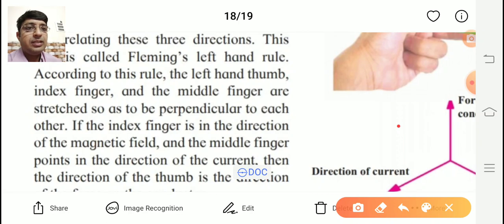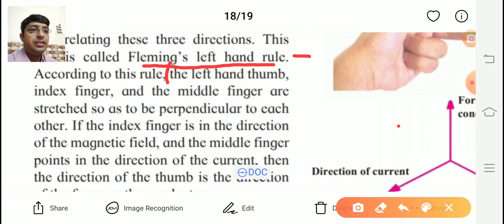Fleming's left hand rule. At the time of writing the answer, you make the title first and then a dash, and then start from here. The left hand thumb, index finger and the middle finger are stretched straight so as to be perpendicular to each other. This is your first point, you are getting 1 mark. And the second point, start from here.